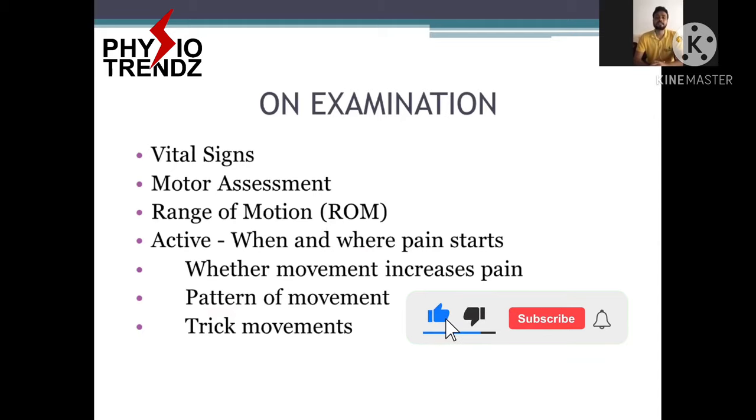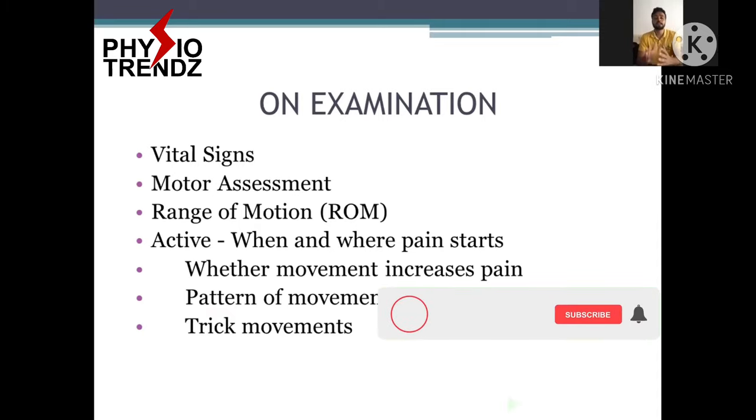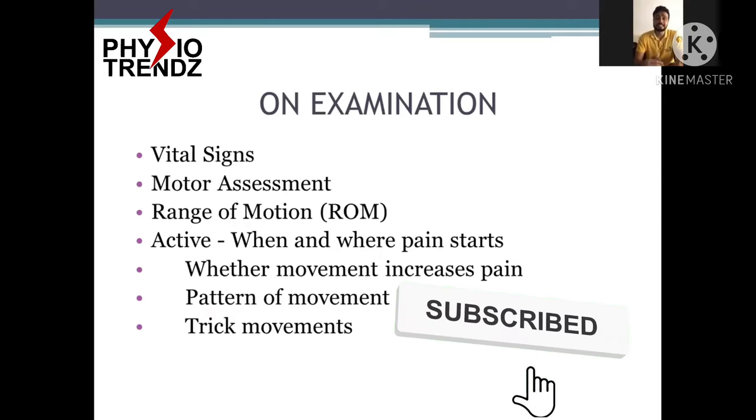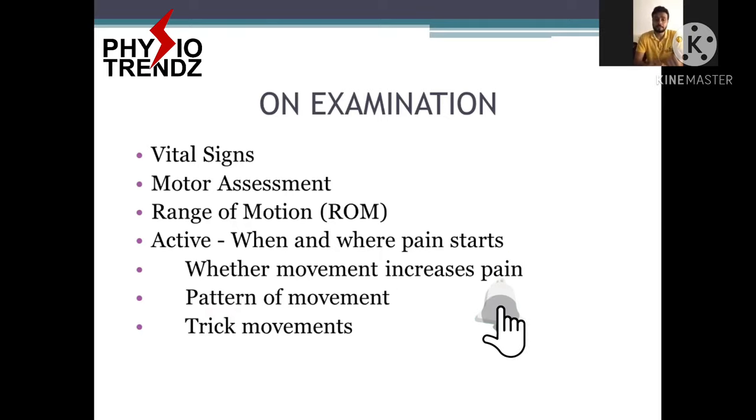Next part is the examination part. On examination, once the palpation is done, the first thing we take is vital signs. In that, pulse rate and respiratory rate are taken at the physiotherapy level just to identify that the patient's condition is stable. Next, in motor assessment, we take range of motion.